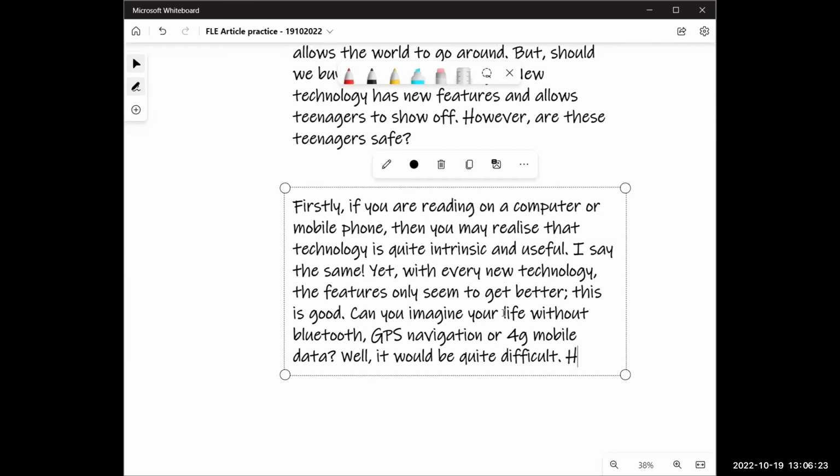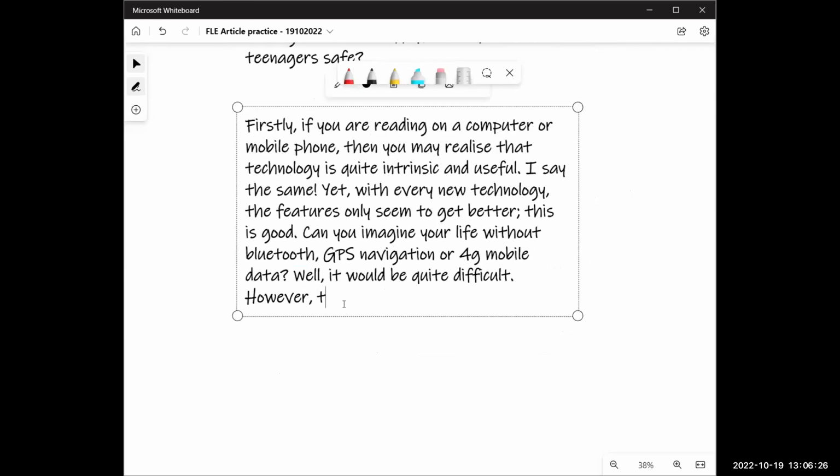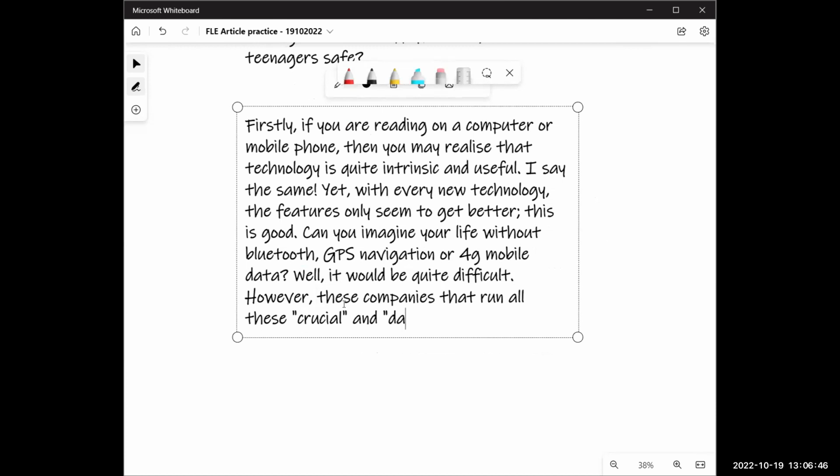However, these companies that run all these crucial day-to-day technologies also have, let's say, ulterior motives as well.